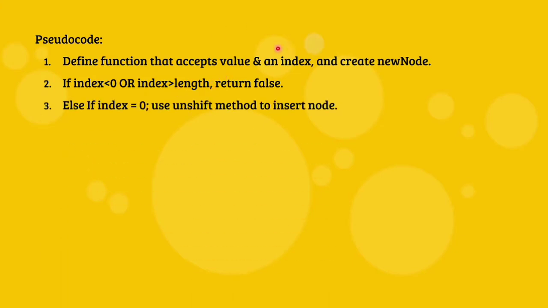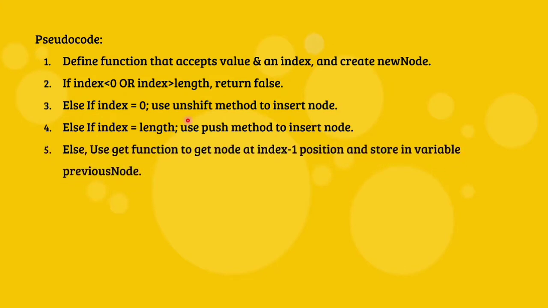And then we will see if index is equal to 0. That means we want to insert our node at the beginning of the linked list, so we will make use of the unshift method there. In the next part, we will check if index is equal to length. At that time, we will make use of the push method to insert the node at the end of the linked list. Once we have completed all these edge cases, we will now see the else part.